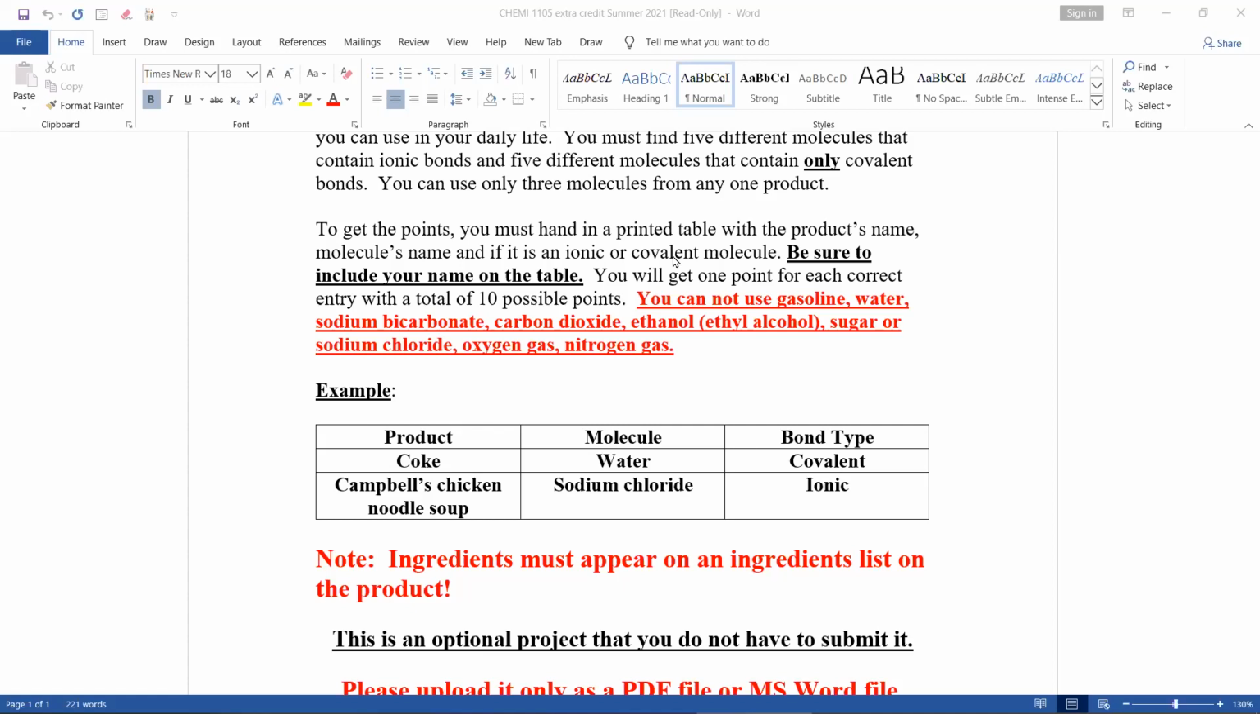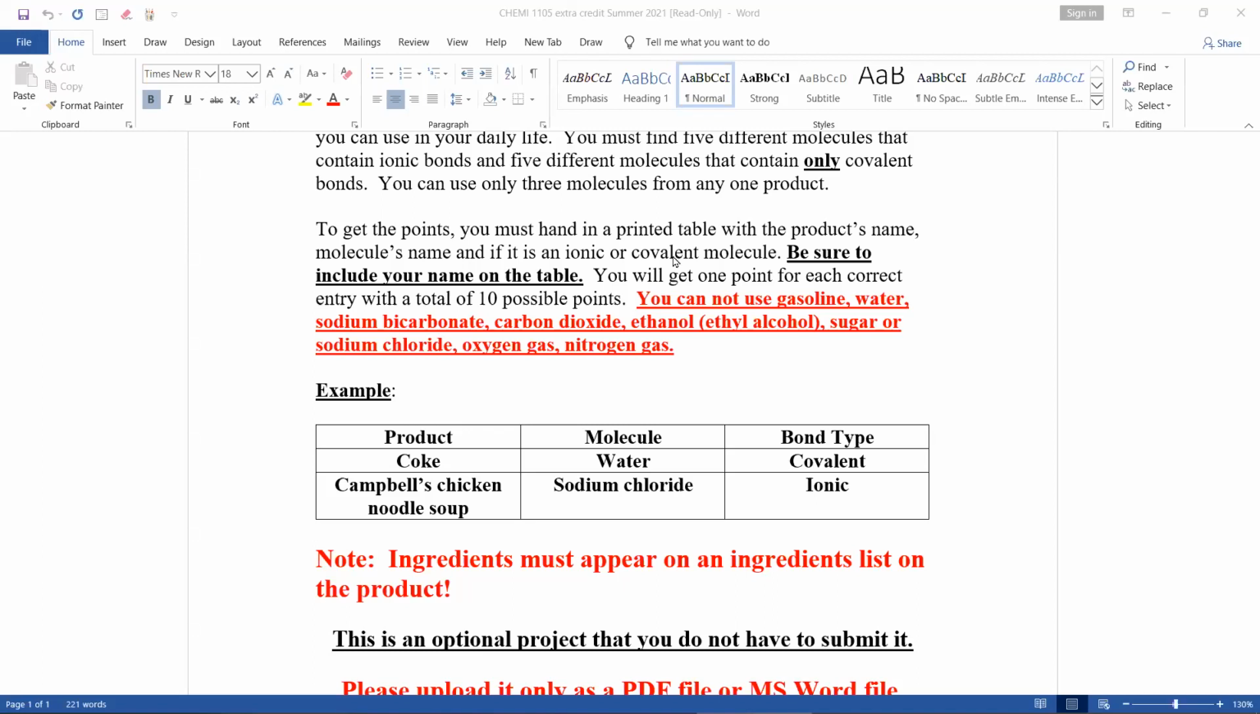Now, to make it interesting, remember that you can't use gasoline. You can't use the molecule water, sodium bicarbonate, carbon dioxide, ethanol, also known as ethyl alcohol. That's the active ingredient in hard liquor and beer and wine, and also found in gasoline. Can't use sugar. You can't use sodium chloride. You can't use oxygen gas or nitrogen gas. Everything else is fair game.